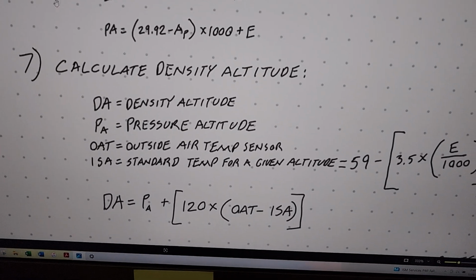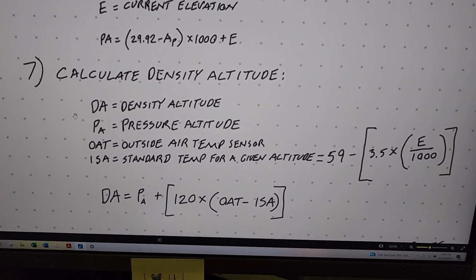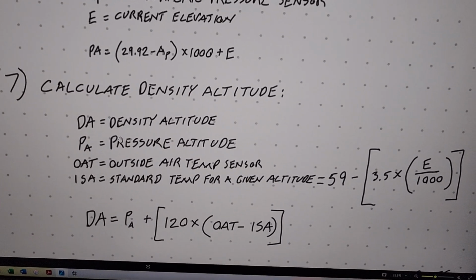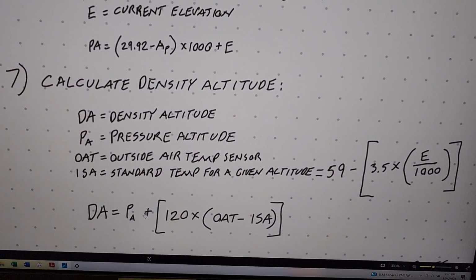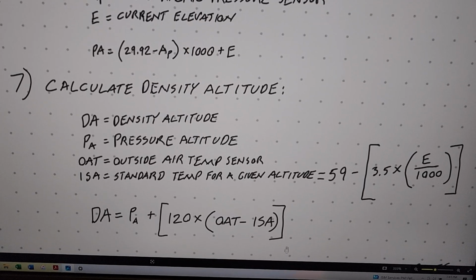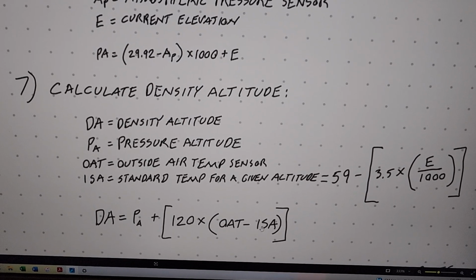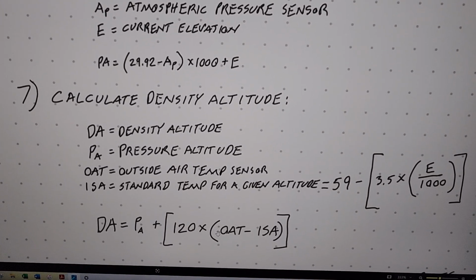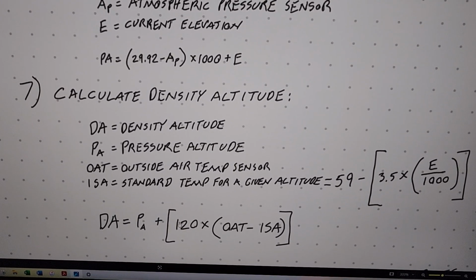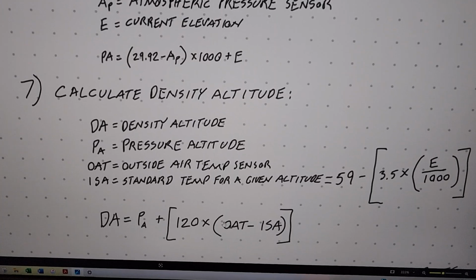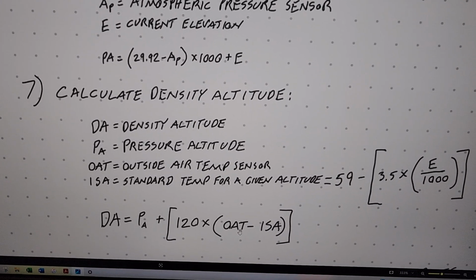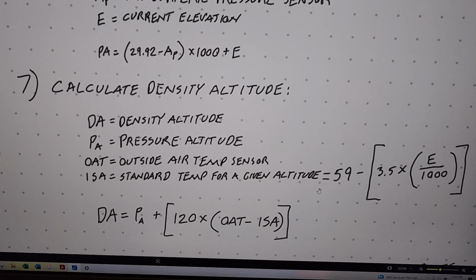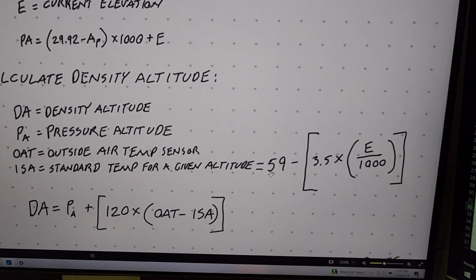So then you're going to calculate density altitude, and all this is, you're going to take your pressure altitude that you calculated up here, and then that's going to be here. You're going to add, and this bracket just means you're going to perform these operations before you add here. So just order of operations: inside parentheses, then inside the brackets, and out here. Inside the parentheses, this is going to be your outside air temperature, and then your standard temperature for a given altitude. So all this is again another formula.